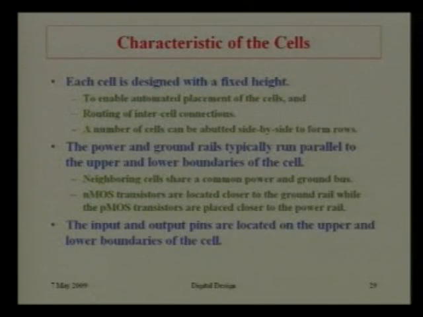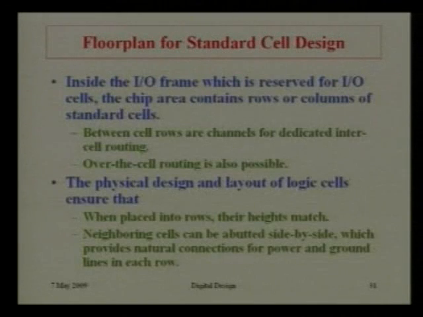For floor plan, placement and routing, a number of good algorithms are available, and these tools are nothing but the implementation of those algorithms. So, floor plan for standard cells: inside the IO frame, which is reserved for IO cells, the chip area contains rows or columns of standard cells. I think you can remember the figure. Over-the-cell routing is also possible. Actually there are different types of routing possible.